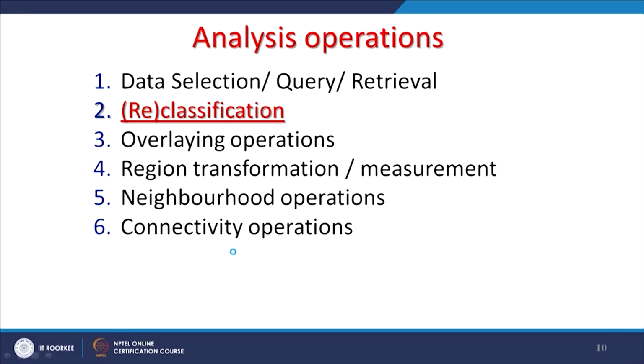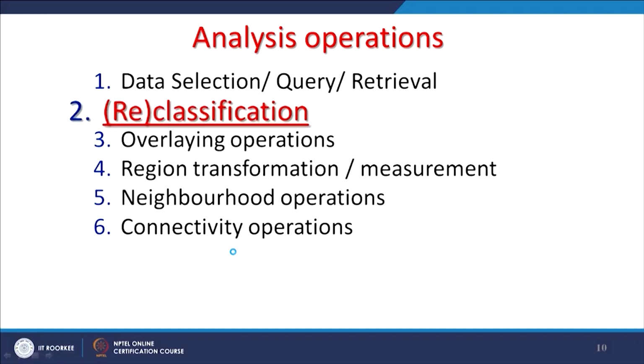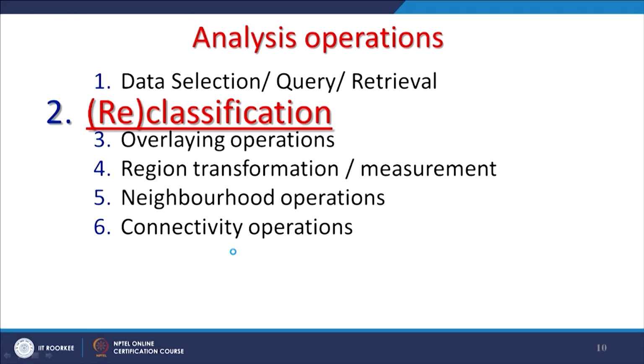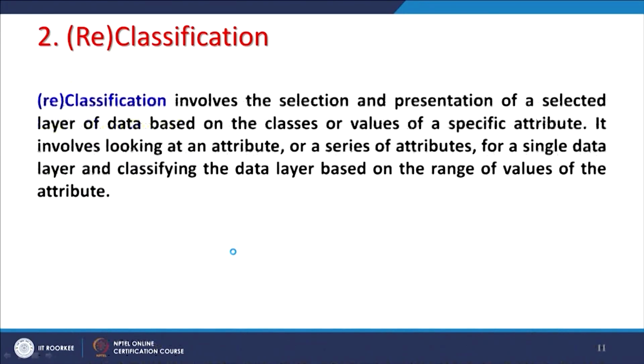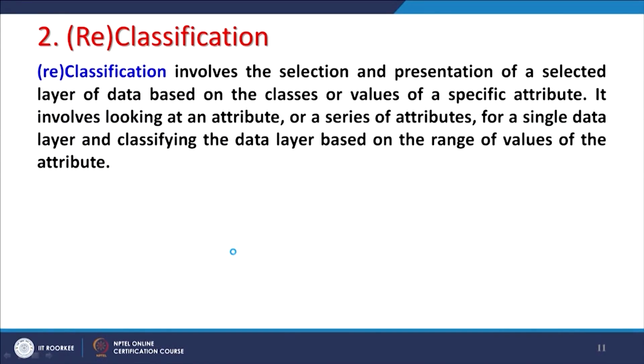Now after this data selection, query and retrieval, we come to the second most common analytical operation in GIS, which is reclassification. As discussed earlier, the purpose of reclassification is to reduce the number of classes from the original map, or from continuous data, to only a few classes. We will also see some examples. By definition, reclassification involves selection and presentation of a selected layer's data based on the classes or values of a specific attribute.